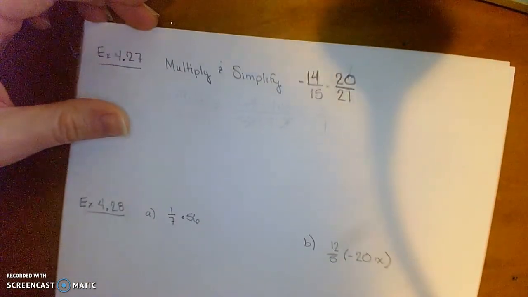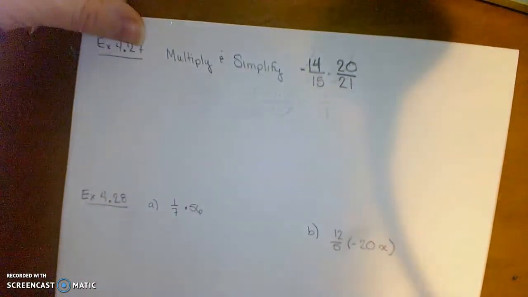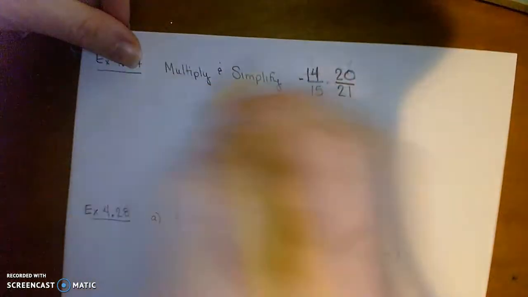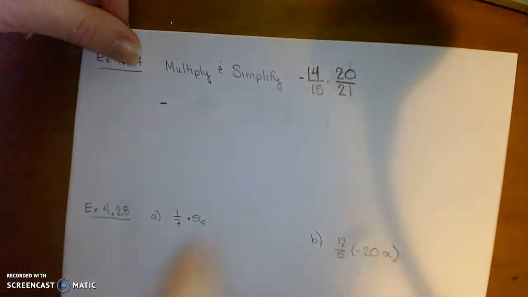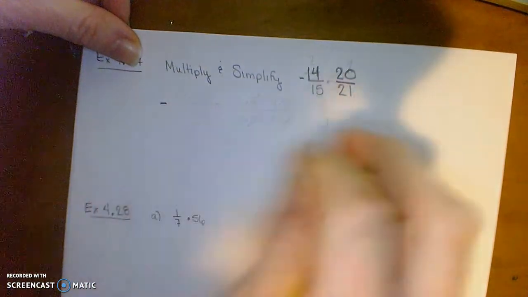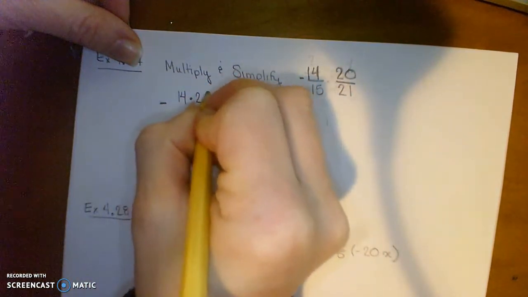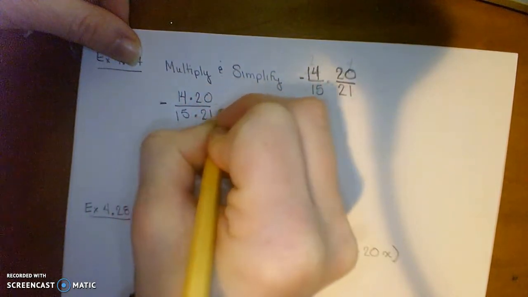Let's multiply and simplify negative 14/15 times 20 over 21. All right, so first of all, notice this is a negative number times a positive number. So the result should be negative. I'll just write that negative sign out front. And 14 over 15 times 20 over 21. So that'll give me a 14 times 20 over 15 times 21.